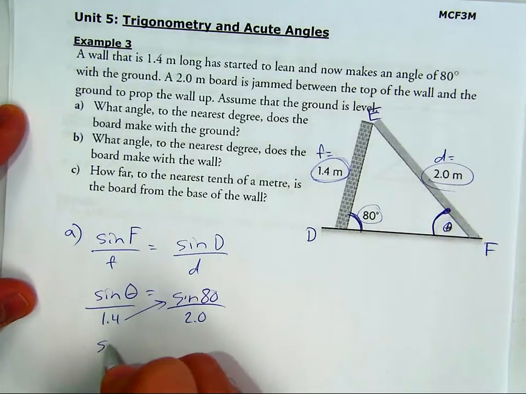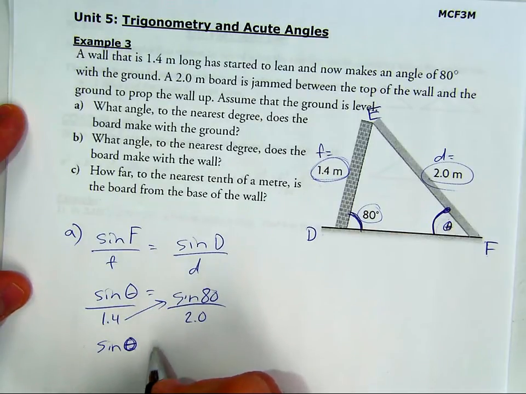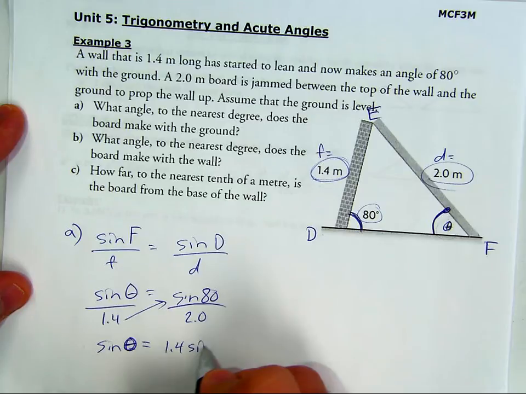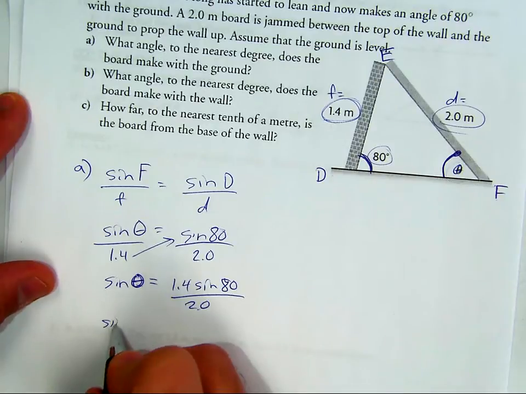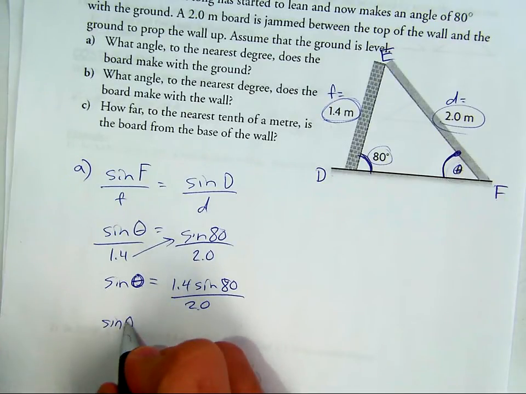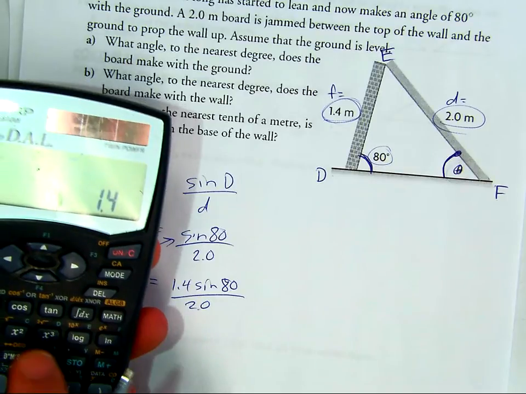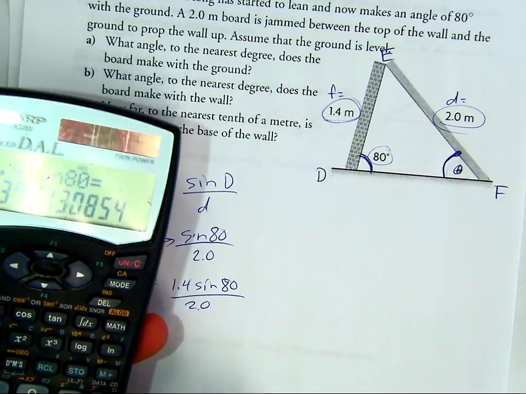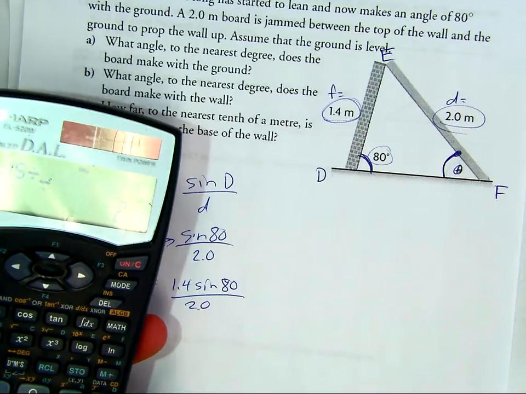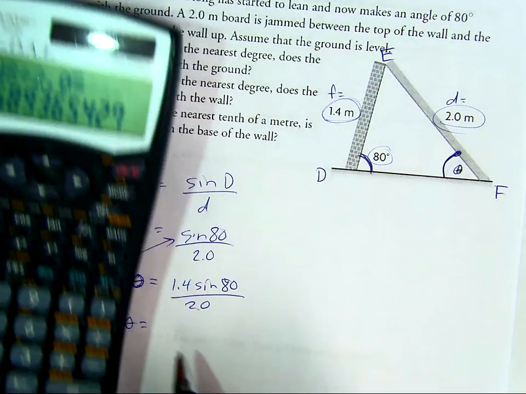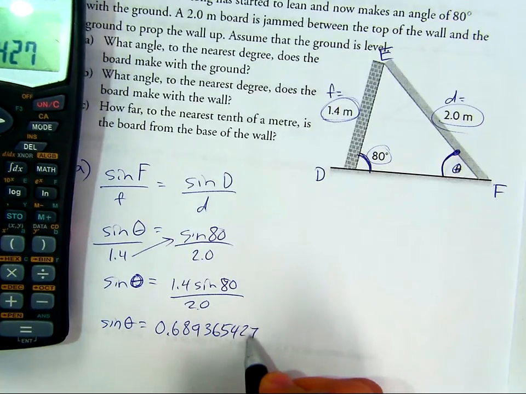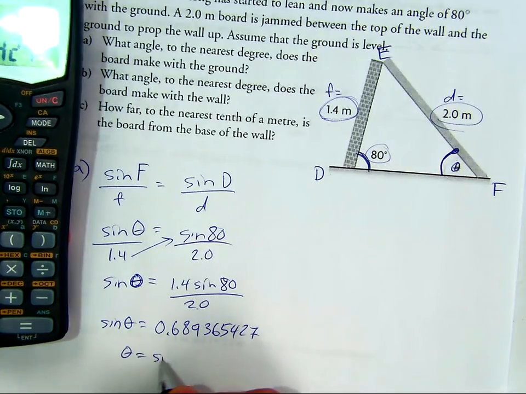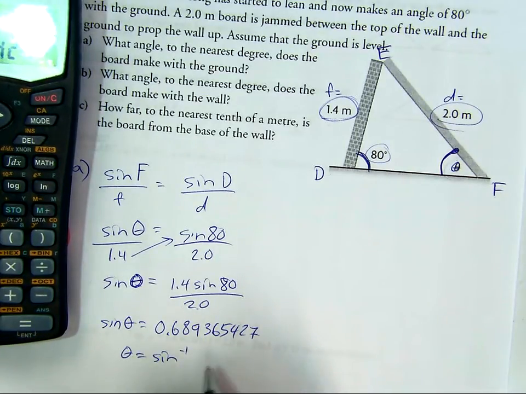So solving this, I just cross multiply the 1.4, so I get sine of theta, or sine of F, is equal to 1.4 sine of 80, all over 2.0. Continuing this, now I just plug this into my calculator: 1.4 sine of 80 divided by 2.0, and I get the answer of 0.68936547. And if I want theta, I'm going to take sine inverse of that answer.